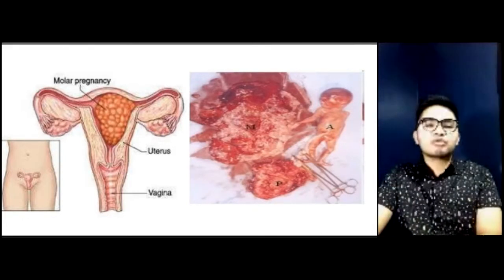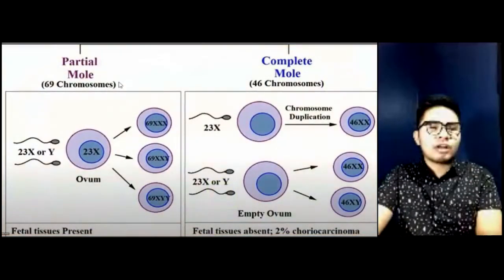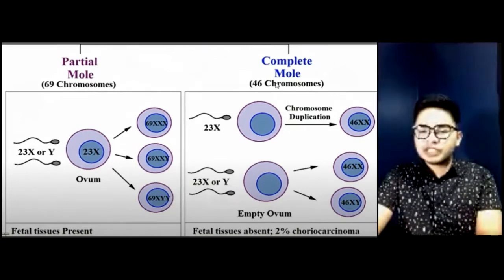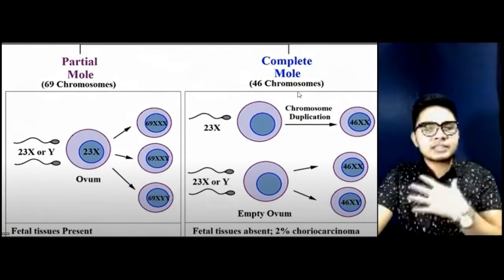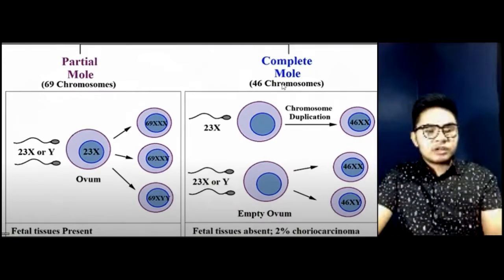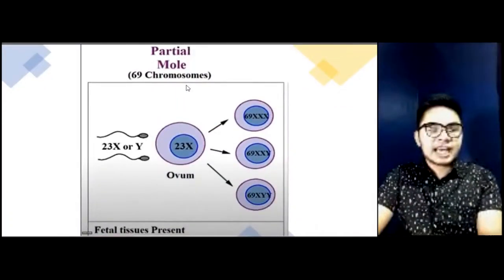And so there are two types of molar pregnancy. Number one is what we call the partial mole, and the other is the complete mole. Partial mole, 69 chromosomes, while complete mole, 46 chromosomes. Let me do my best to differentiate the one from the other. Let's first go to the partial mole with 69 chromosomes.